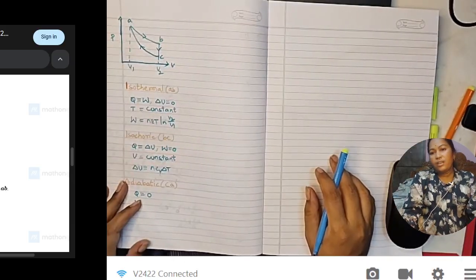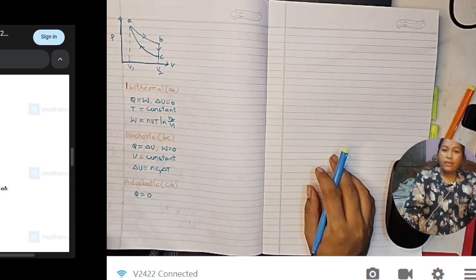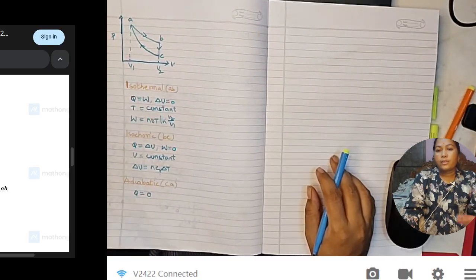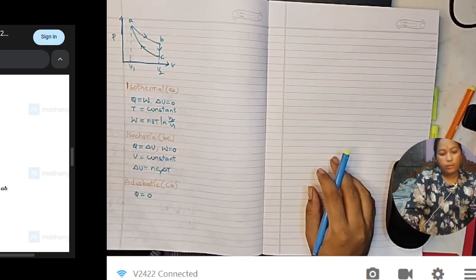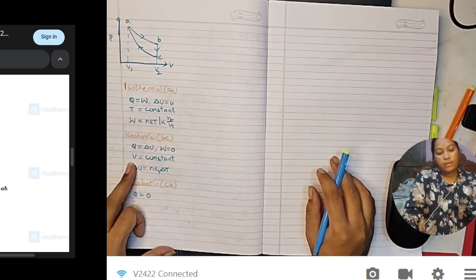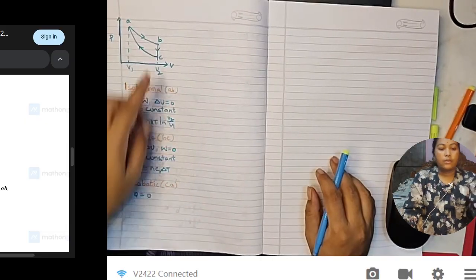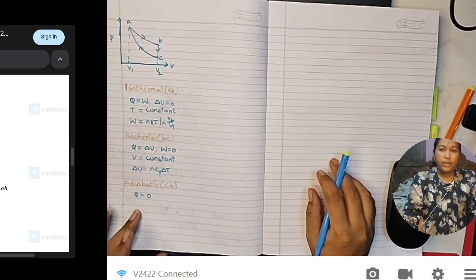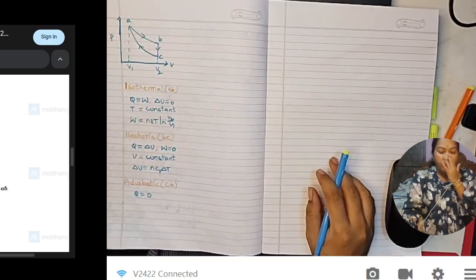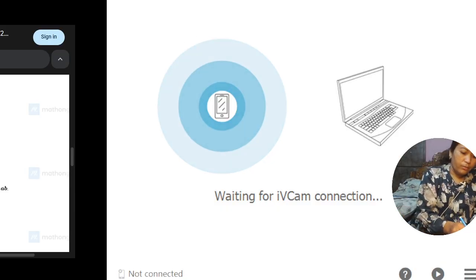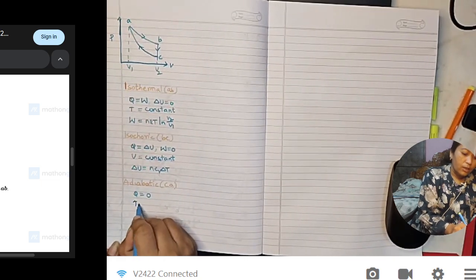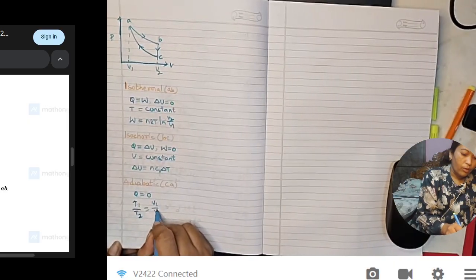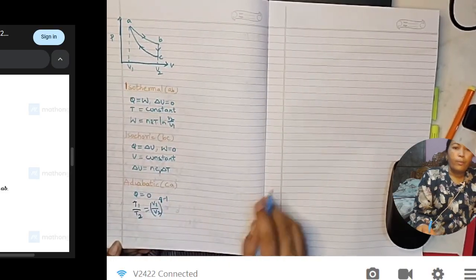In the isochoric process, the heat exchange equals the internal energy change, and as we know there is no external work in this process, so W equals 0. Here the volume V is constant. In the adiabatic process, as we know, there is no heat exchange, so Q equals 0. From the adiabatic process, we have T1 over T2 equals V1 over V2 to the power of gamma minus 1.